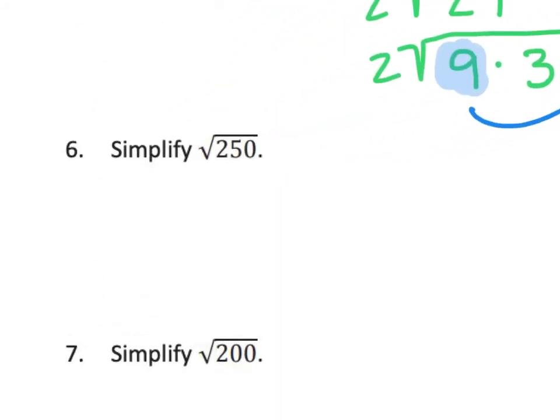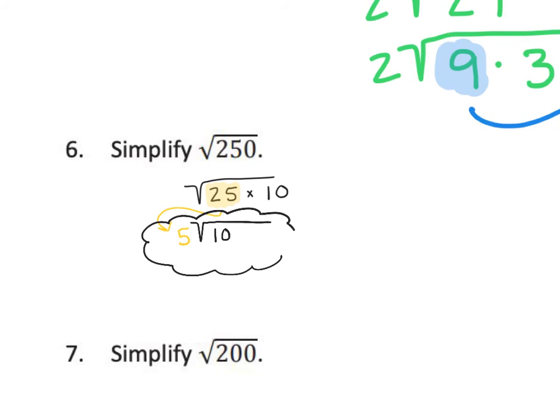Well, 250 is the same as saying 25 times 10. Okay? And 25 is a perfect root, so I can move this out. This becomes a 5. So all that's left on the inside is a 10. Can I break that down any further? Well, I could do 2 times 5, but neither of those are perfect squares, so it wouldn't really help me out. So my final answer here is 5 root 10. It's as small as I can get it. Okay?